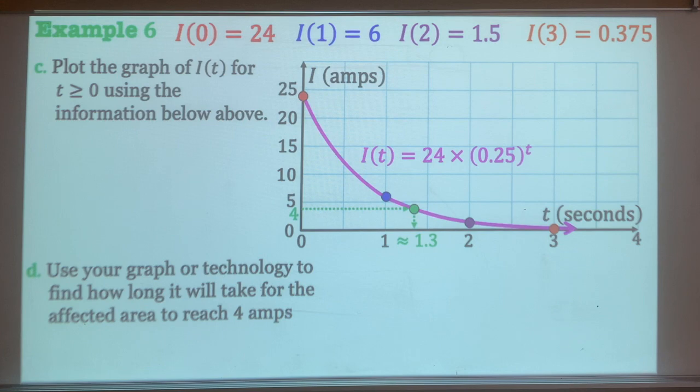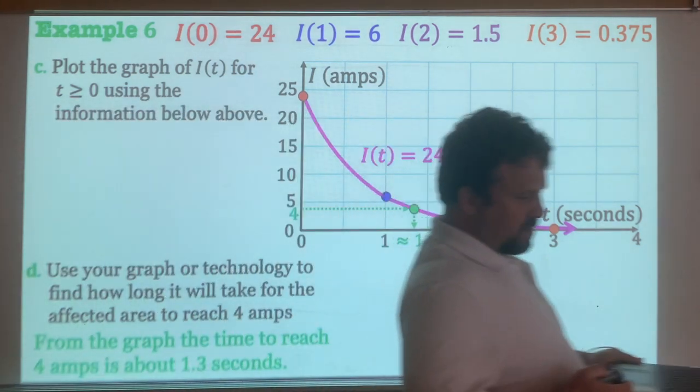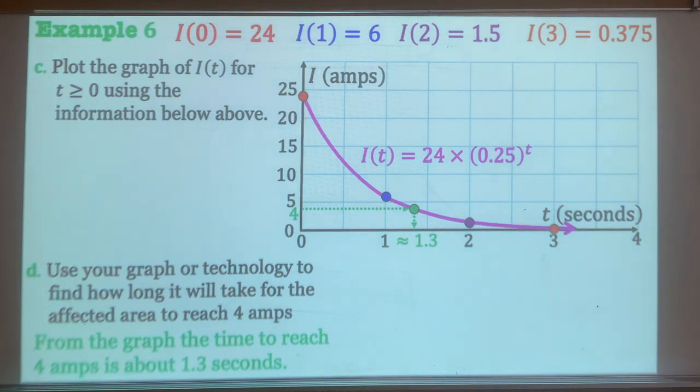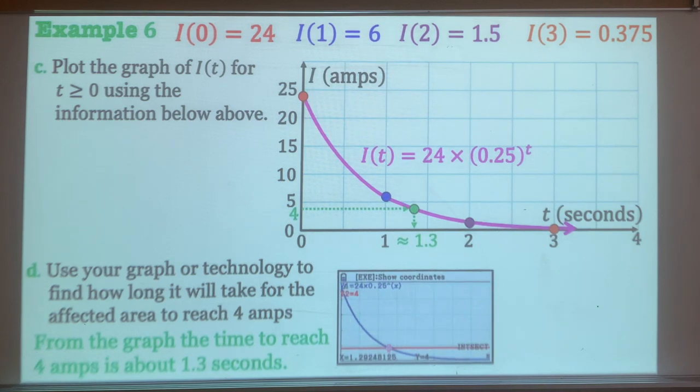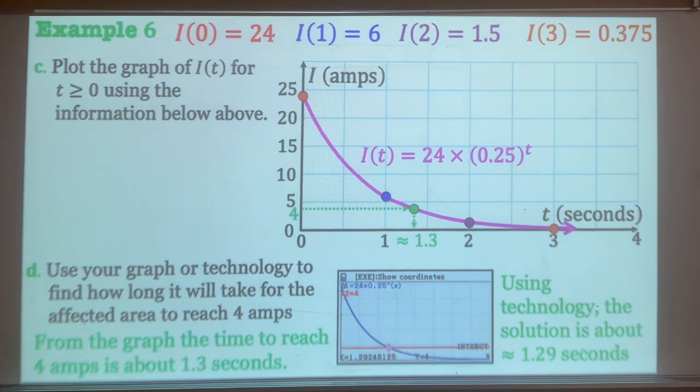use your graph or technology to find out the next part. If we use technology, technology is not too bad to use. From the graph, it takes about 1.3 seconds to reach 4 amps. From technology, we get about 1.29 seconds. Now, in case you forgot how the technology works, sorry about that.